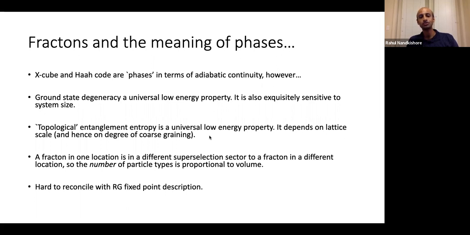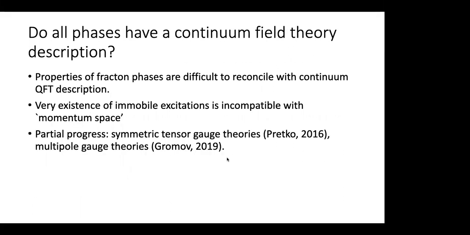I also mentioned that a fracton in one location is in a different superselection sector to a fracton in a different location. So in some sense, the number of particle types is proportional to volume, which again is very non-standard. That's not something that usually happens in phases we're used to thinking about.